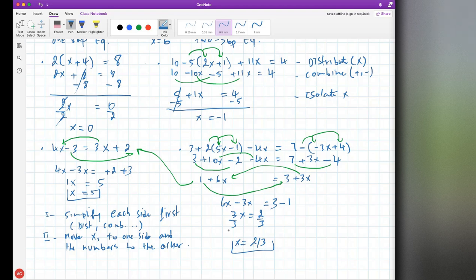So, Professor, can I have a question? All x on the left side, right? It's not a rule. You could actually put it on the right side also. Sometimes it's more convenient to move it to the left side, that's fine. To the right side, that's fine. And you move the numbers to the other. Either way would be fine. Okay, so it shouldn't be a problem.